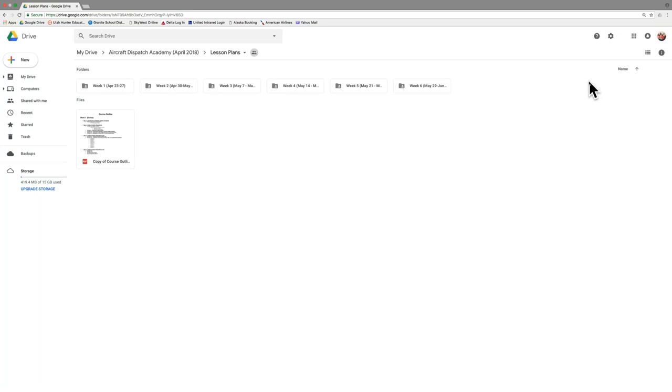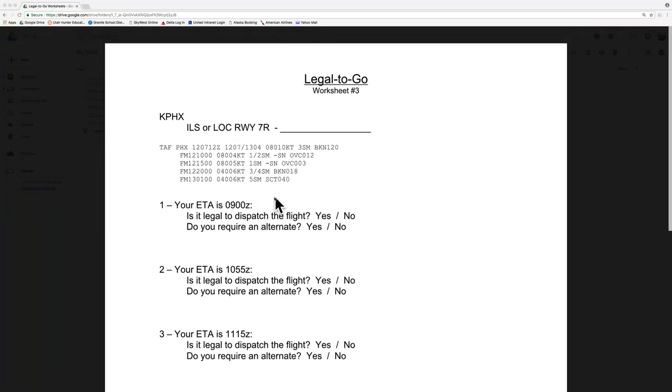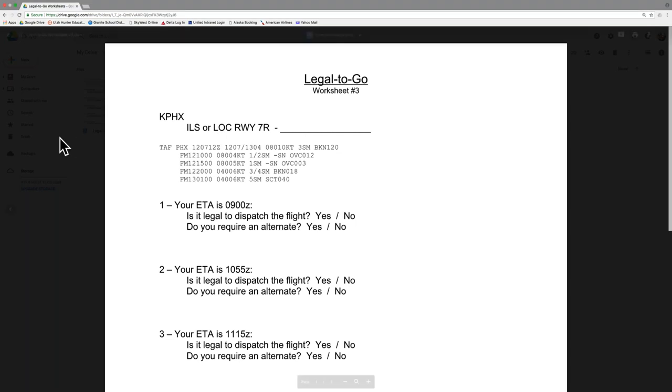Let's see here. All right, so this is legal to go worksheet number 3. What is the first thing we need to do when we're looking at these legal to go worksheets? Pull up the Jeppesen flight chart and see what the minimums are for that specific airport. Yep, for this specific approach, right? So we're going to look at the Phoenix ILS or localizer approach runway 7 right.